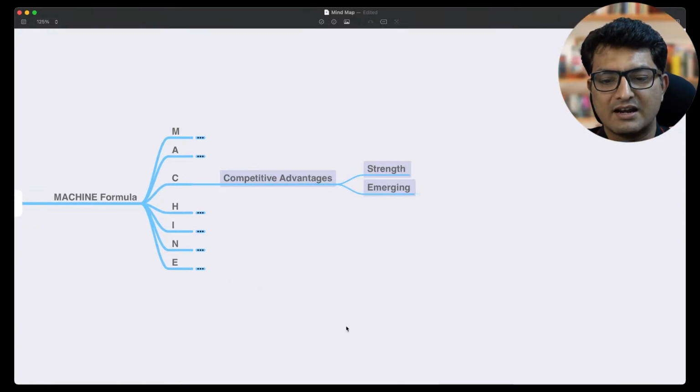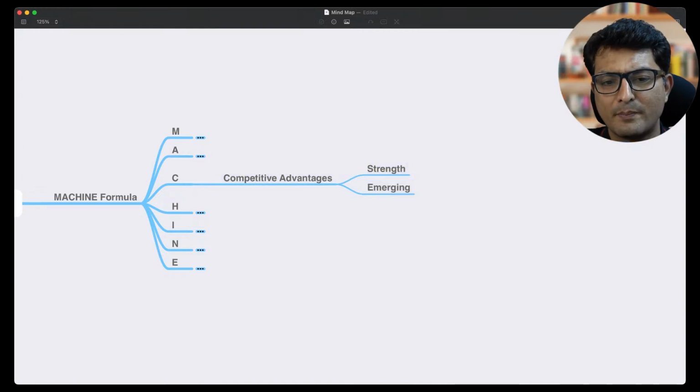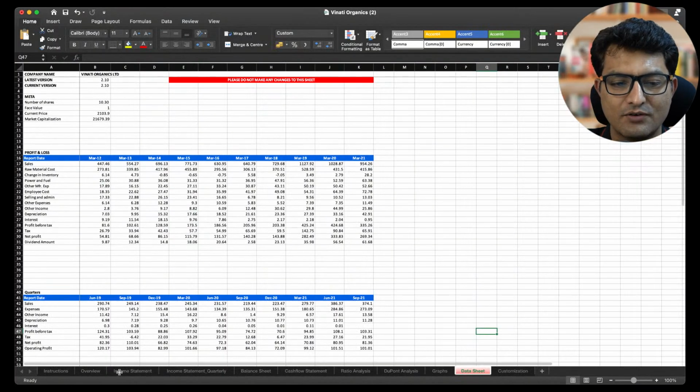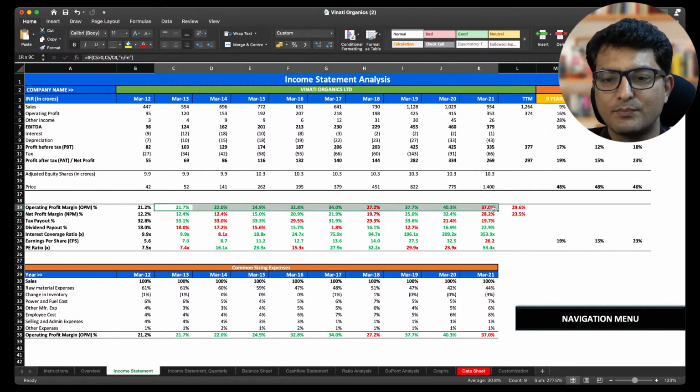So there are advantages like brand. Say for example, Nestle has a competitive advantage in terms of brand and product portfolio. Some companies might be low cost producers. They might be able to produce that category of item at very, very low cost. Now, where will this reflect? It will reflect in operating profit margin.